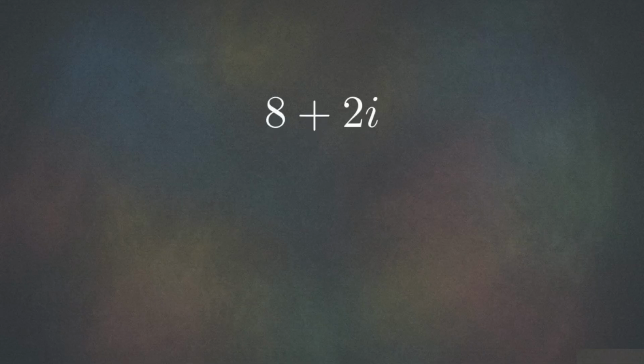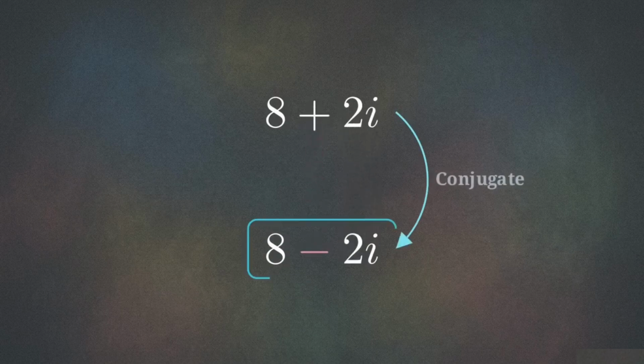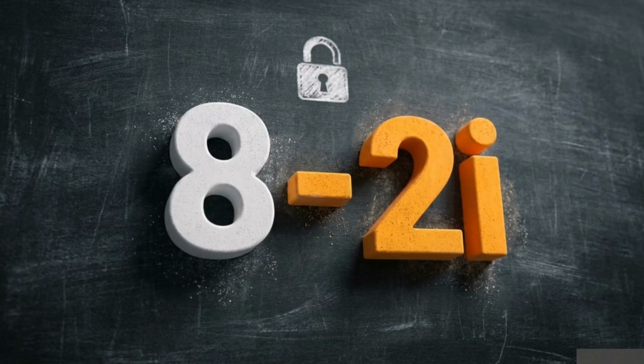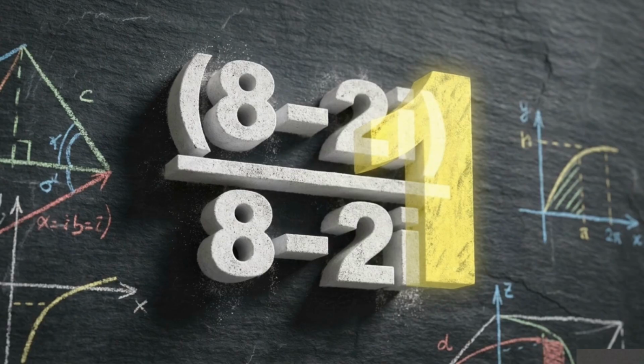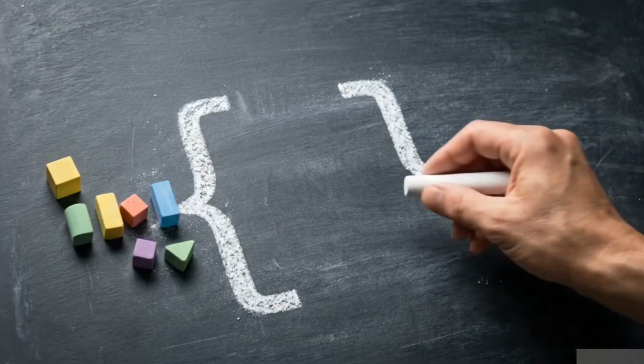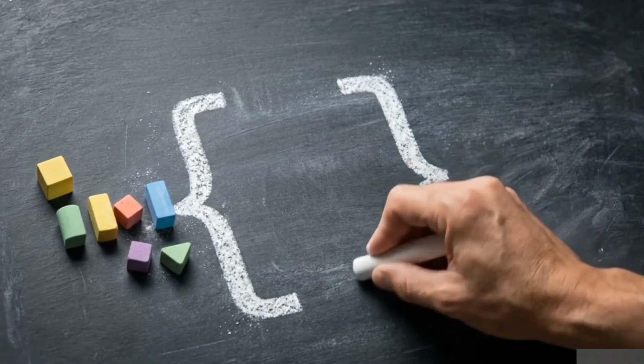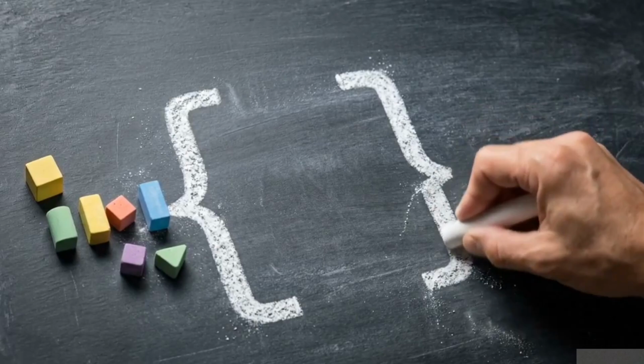To create the conjugate, you keep the real part and change the sign, which turns 8 + 2i into 8 - 2i. It is important to only change that middle sign. The leading 8 remains positive. Now we multiply both the top and the bottom of our original fraction by this conjugate. Since any number divided by itself is 1, we are changing the format of the expression without altering its mathematical value. Setting up this specific multiplication is the essential first step for any problem involving complex fractions.